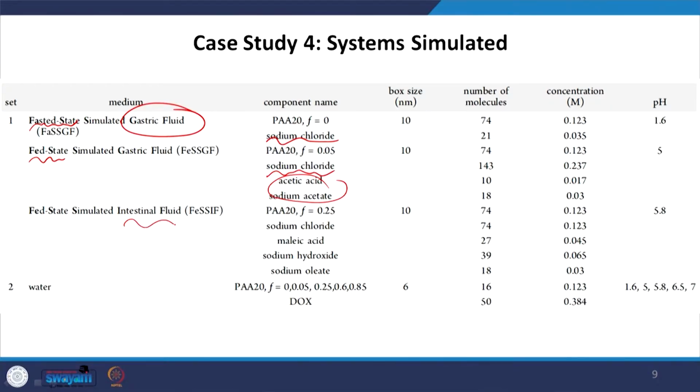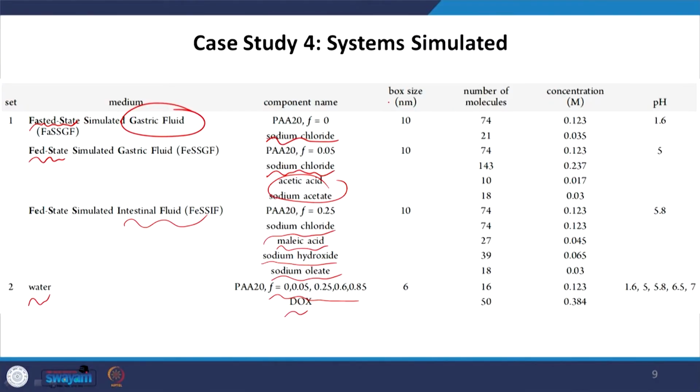Similarly, we also simulate an intestinal fluid that has sodium chloride. In addition, we have malic acid, sodium hydroxide and sodium oleate. In addition to this, we also simulate in water as in the previous study, and we also vary the fraction of charge on the polymer. The dox itself is positively charged, so in some sense it is similar to the complexation of polyelectrolytes example that we have done earlier, except that in this case we have a drug that is positively charged, that is a smaller molecule in comparison to the polycation we had in that example.